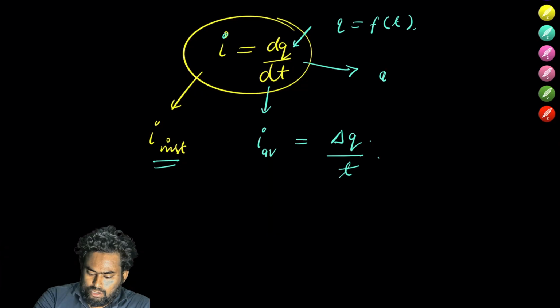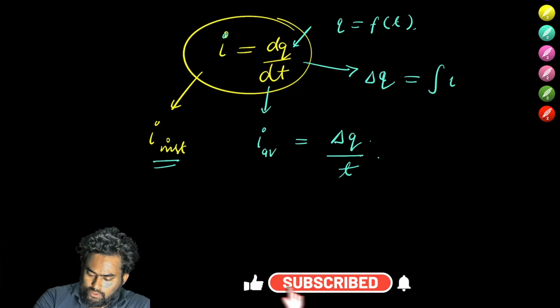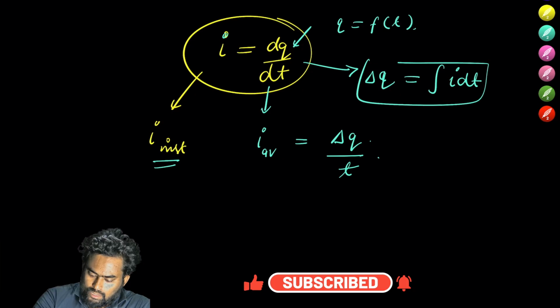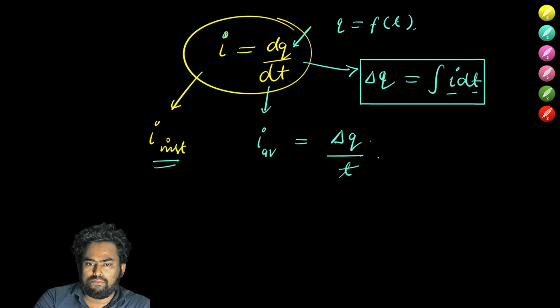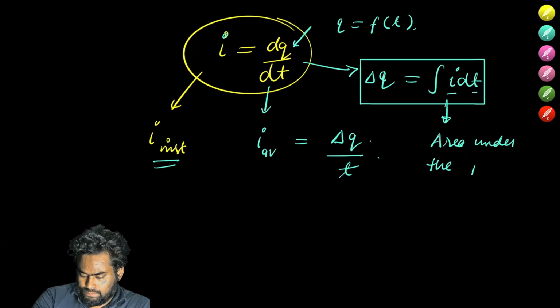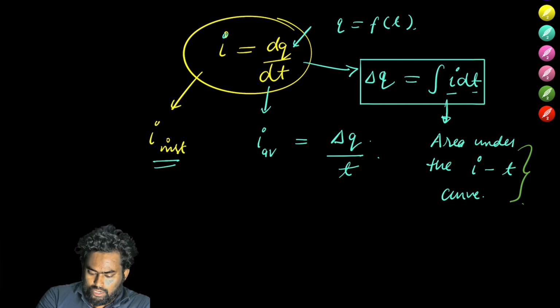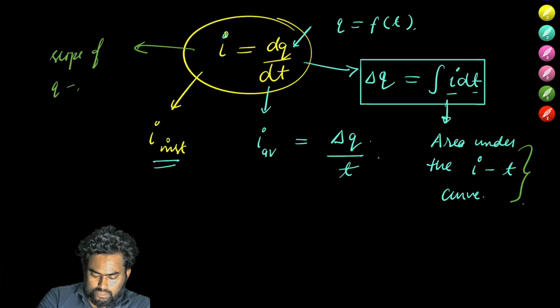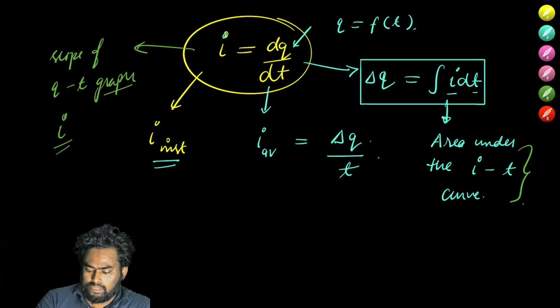Next point, if you want to calculate the charge transfer, it will become the integral of I dt. So integration of current with respect to time will give you the charge transfer. We know that integration basically means area under the curve. So area under the current-time curve will give you what? Charge transfer. Okay. Second thing, we can say that the slope of the charge versus time graph will give the value of current. Okay, simple mathematical problems can be there on this one.